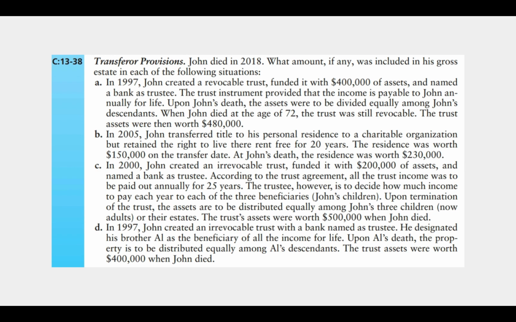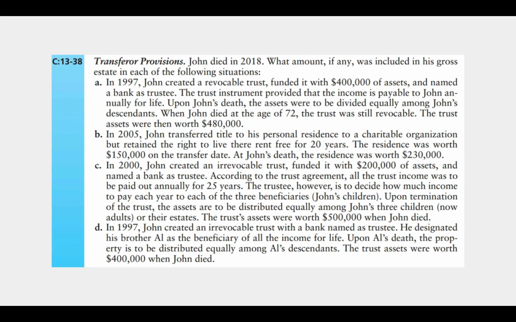So this is a revocable trust, and John had the power to revoke it and to change the payment of the trust assets. So this amount is going to be included in his estate at death at $480,000, which is the value of the assets at death.